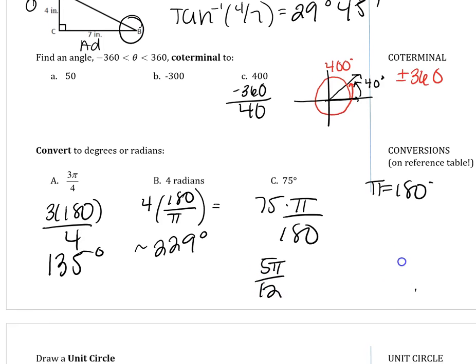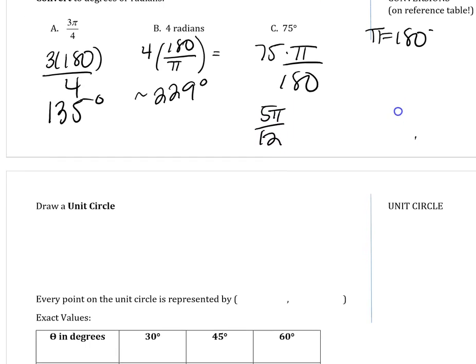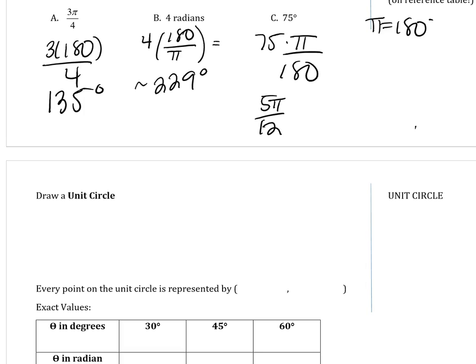Okay, and you guys have been doing that since geometry last year. Now what was new this year is we talked about the unit circle. So everything in trig, even graphing, is based on our friend the unit circle, which is a circle whose radius is 1. And it's centered at the origin.